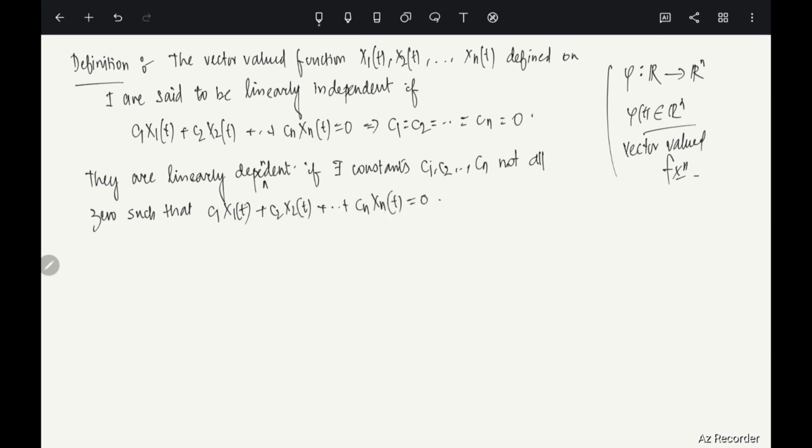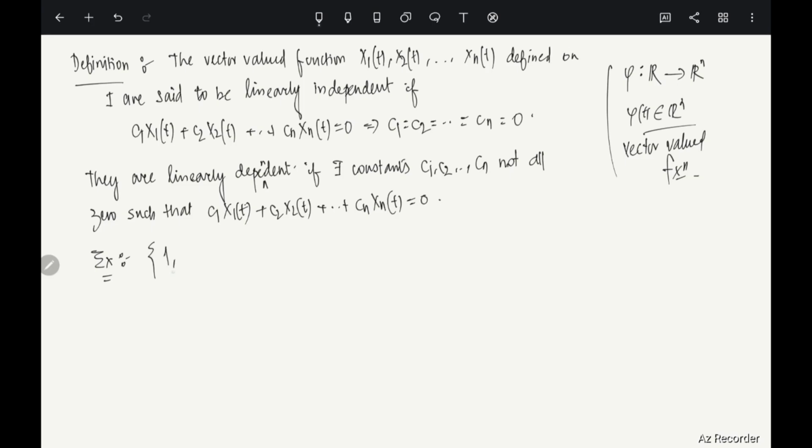Clear? So very simple. Now let's look at some examples and then we'll proceed. The first example which I'm going to give is this. The most simple problems which you can think of are functions which you can think of as polynomials, right? Okay, so let's look at this.